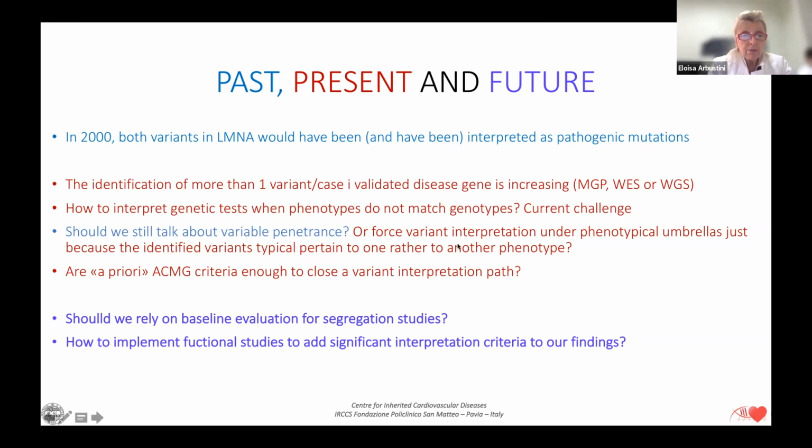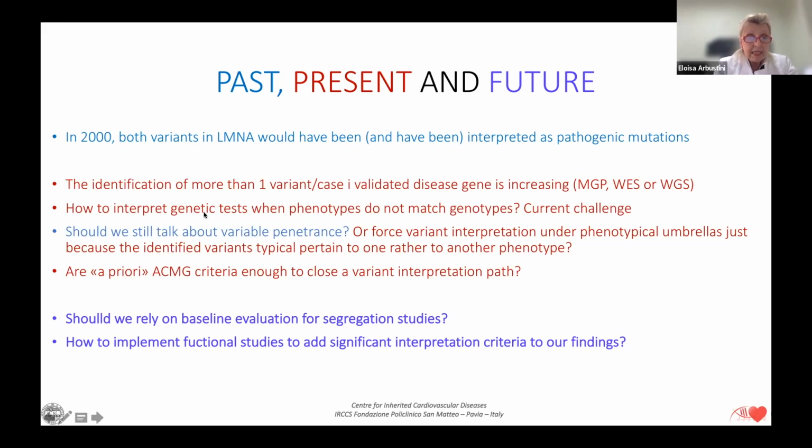So if we consider past, present, and future, in the past we overestimated some of the variants, probably many variants in many genes associated with cardiomyopathies, and now we need to reclassify, and we need to take advantage of the long-term follow-up that has been fortunately performed in many centers.